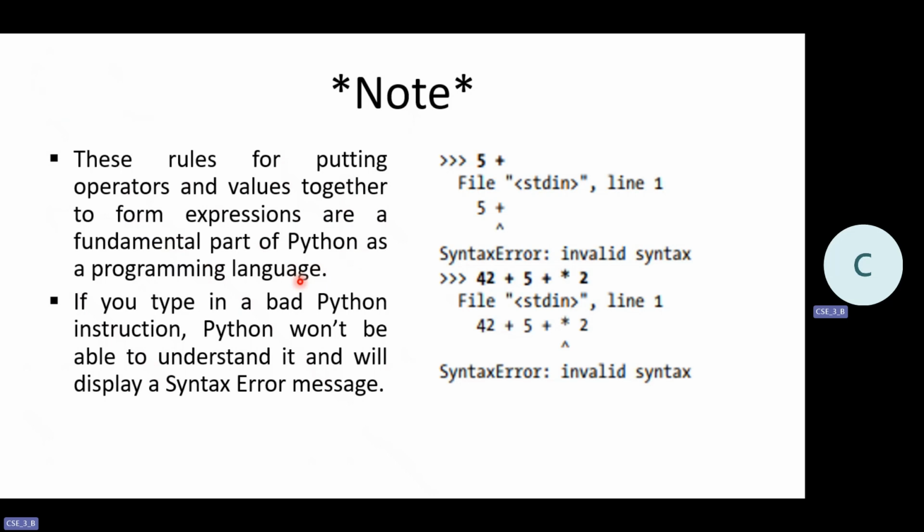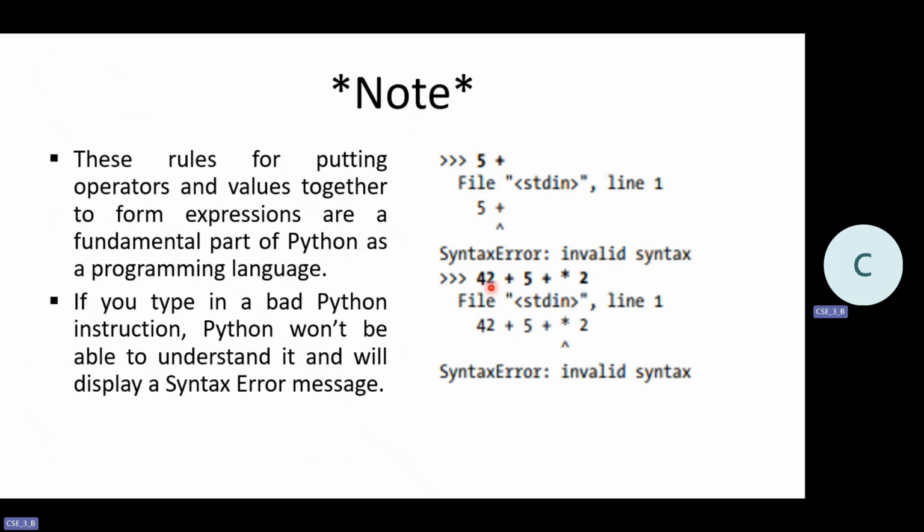Later we explore further. If you type in a bad Python instruction, Python won't be able to understand it and it will display a syntax error message. So we can observe here, whenever we type 5 plus, since it is a binary operator, it requires two operands and we have given only one operand. So Python is going to display the syntax error, that is nothing but an invalid syntax.